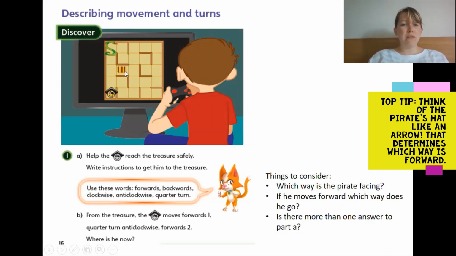Then B says, once you've reached the treasure, can you move forward 1, a quarter turn anti-clockwise, and forward 2? Where's your pirate now? The things that I want you to consider to be successful in this are, which way is the pirate facing? If he moves forward, which way does he need to go? And also, is there more than one answer to part A? Pause the video now and answer these questions.